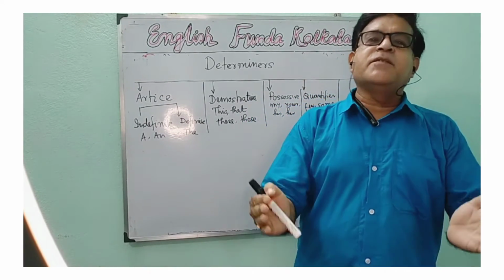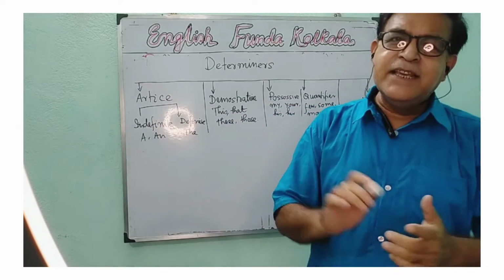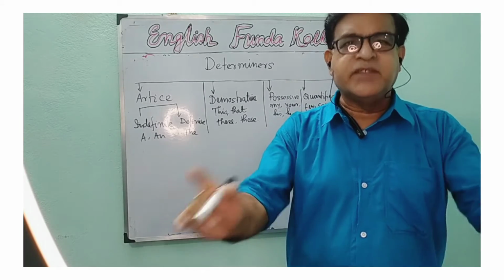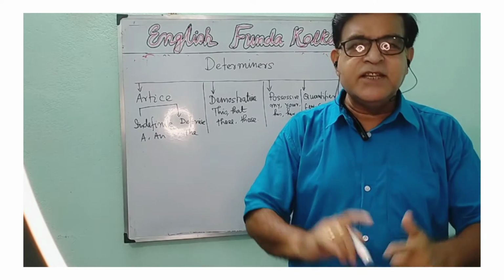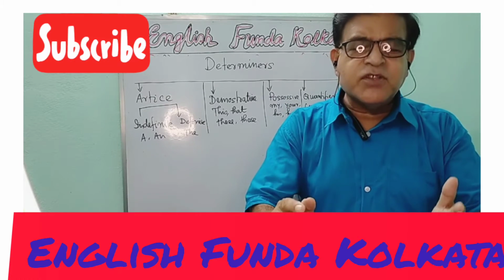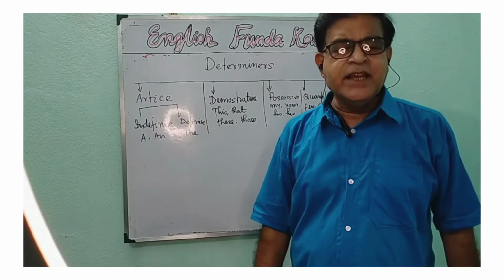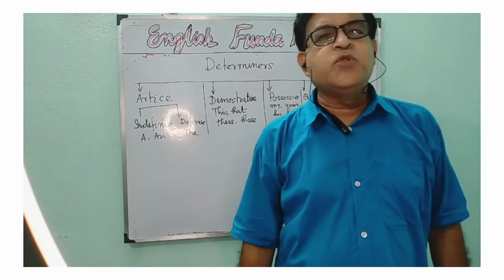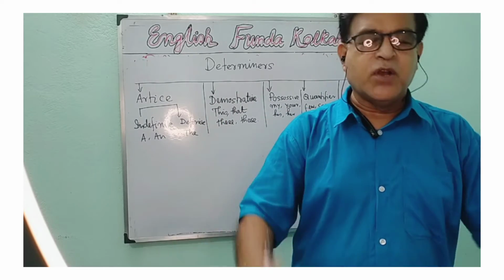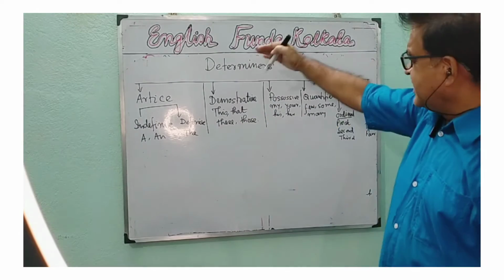Determinants. What are determinants? A determinant is a word that is used before a noun to denote a particular thing about quality, quantity, etc. অর্থাৎ determinants হচ্ছে একটা শব্দ, একটা ওয়ার্ড যেটা নাউনের পূর্বে বসে এবং সেই শব্দটার সংখ্যা, গুণ, মান ইত্যাদিকে প্রকাশ করে। Let us come here and see.